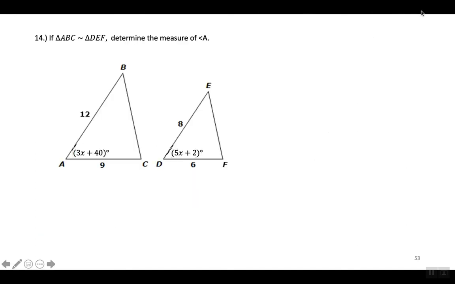Okay, so in number 14, last question: if triangle ABC is similar to triangle DEF, determine the measure of angle A. If the two triangles are similar, that means angle A is equal to angle D. So all you got to do is set them equal to each other. 3x plus 40 equals 5x plus 2. Solve for x, which in this case is 19.